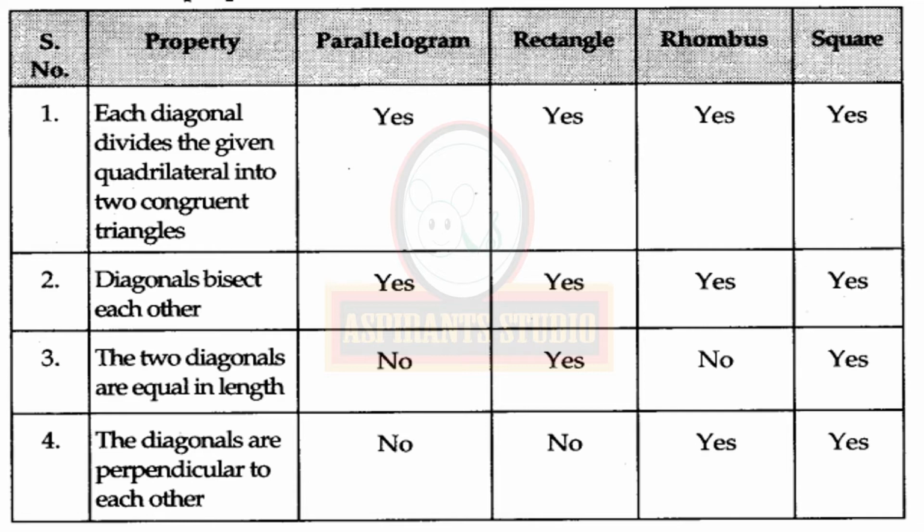Now coming to the third one. Only for rectangle and square, the two diagonals are equal in length. Now coming to the property 4. For rhombus and square, the diagonals are perpendicular to each other.